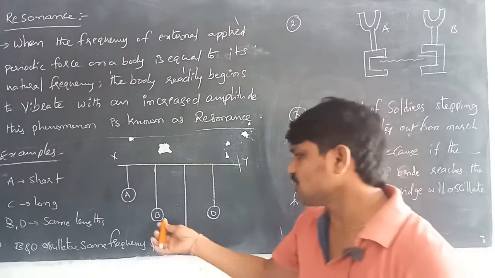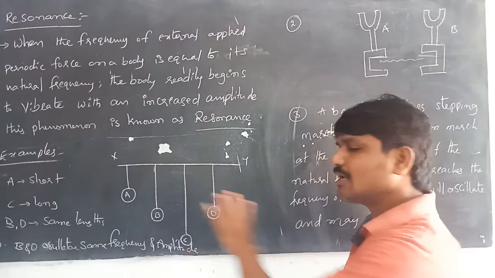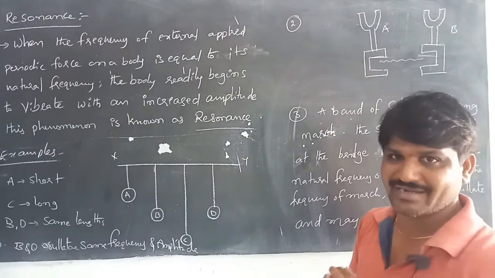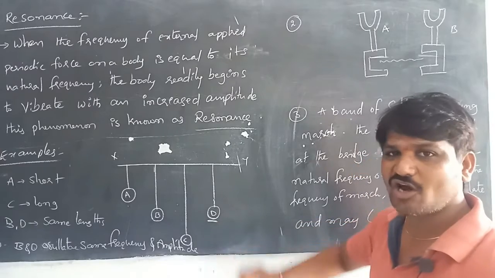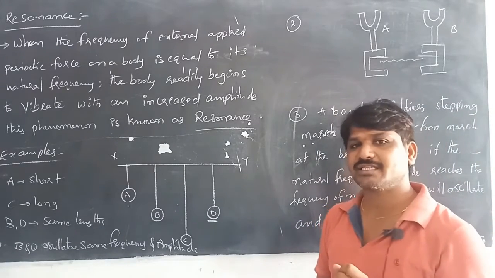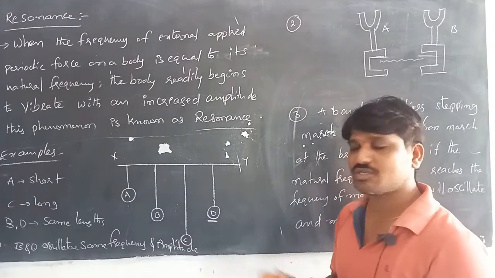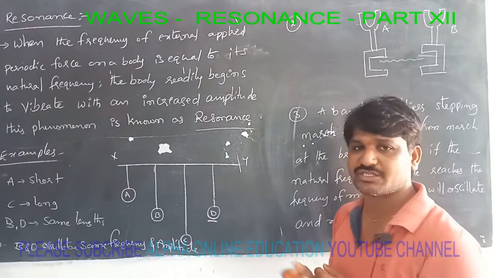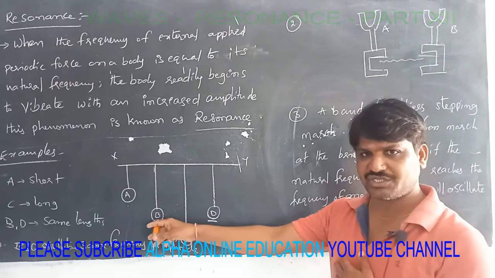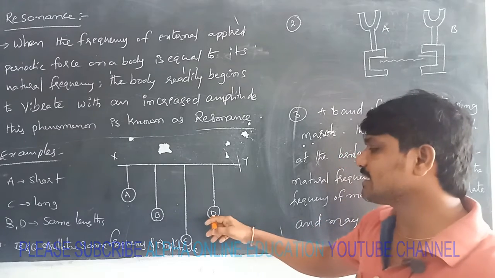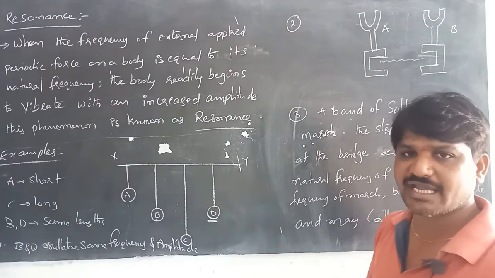If we set B into oscillations, all the pendulums will vibrate. But pendulum D will start oscillating with the same frequency and increasing amplitude, equal to B, because both have the same length and the same natural frequency. Whenever B is set into oscillations, D also oscillates with increasing amplitude.